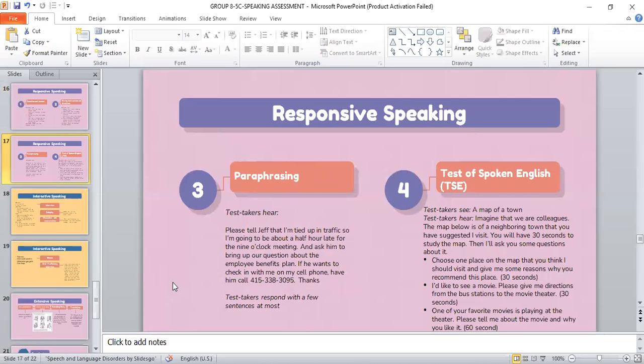In this slide, we also provide the examples of paraphrasing and Test of Spoken English. The third one is paraphrasing. In our academic life, we commonly use paraphrasing. Paraphrasing requires the test taker to read or hear a restricted number of sentences and produce a paraphrase of each sentence. And the fourth is Test of Spoken English.